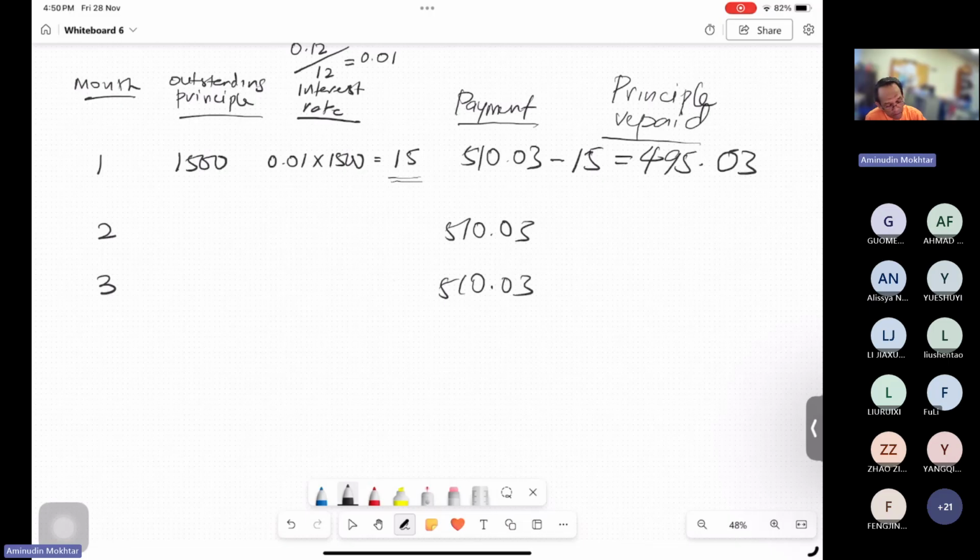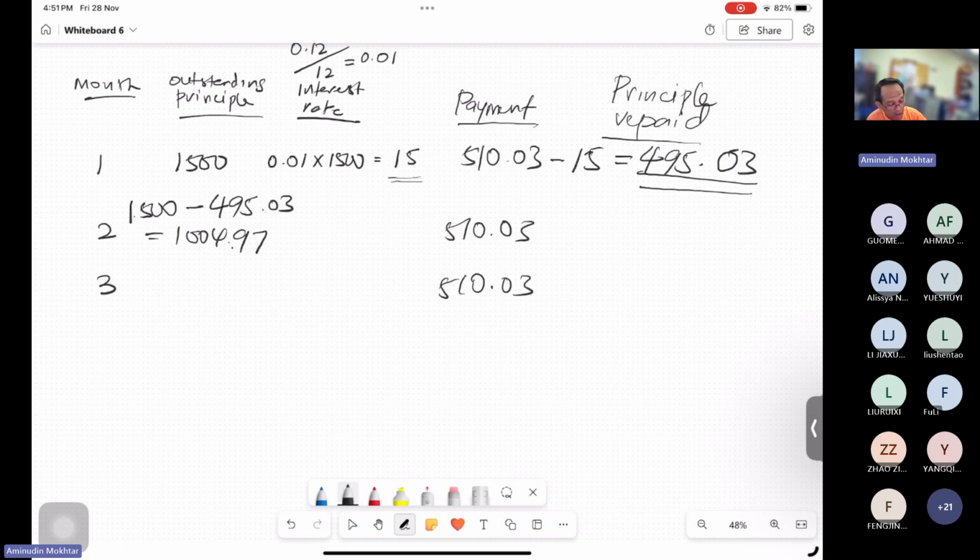Then for month number 2, the outstanding principal is equal to 1,500 minus the principal that you paid in the first month, 495.03. So the outstanding principal is 1,004 ringgit and 97 cents. That's the actual outstanding principal, because during the first month, the amount of principal that you paid is only 495 ringgit, because the 50 ringgit is for bank interest. It's a profit for the bank.